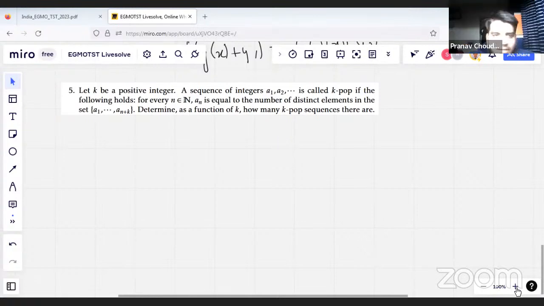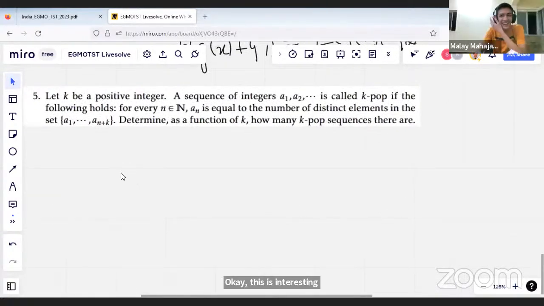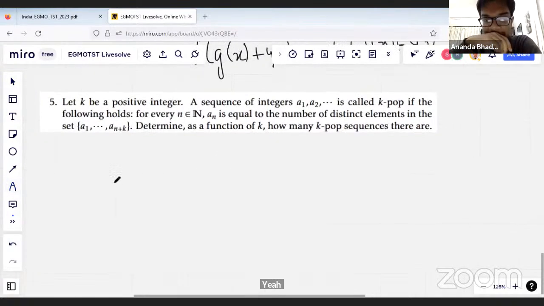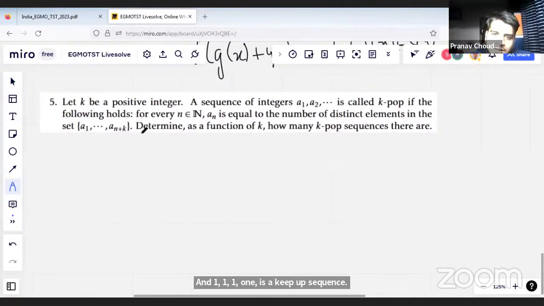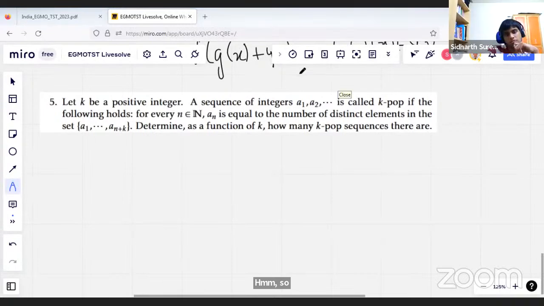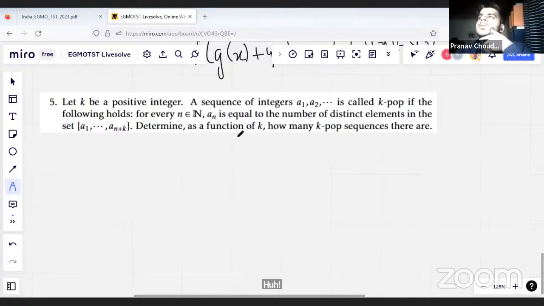Okay, this is interesting. Very interesting. In fact, the sequence is infinite, right? Yeah. And 1, 1, 1, 1 is a K-pop sequence. Yes. Is there anything else? 1, 2, 3, 4, 5, 6. No, that does not work. Is that the only K-pop sequence?